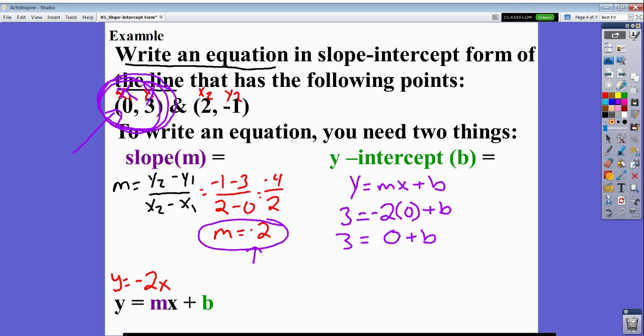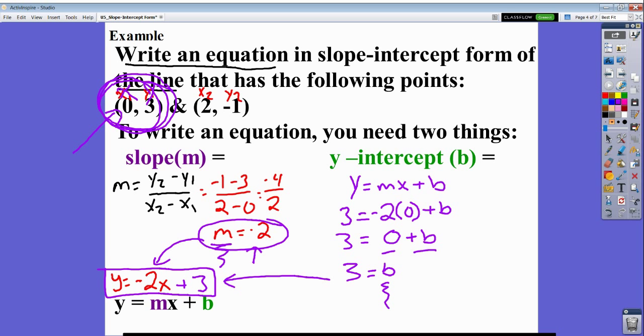We know 0 plus 1 is 1, 0 plus 2 is 2, 0 plus 3 is 3, 0 plus a half is a half, 0 plus -1 is -1. 0 plus what we're adding it to is what we're adding it to. So when we have 0 plus b, it is just b. So we know the y-intercept is 3, and our final answer is y equals -2x plus 3. All we needed to find was the m and the b. Once we find the m and the b, we're done.